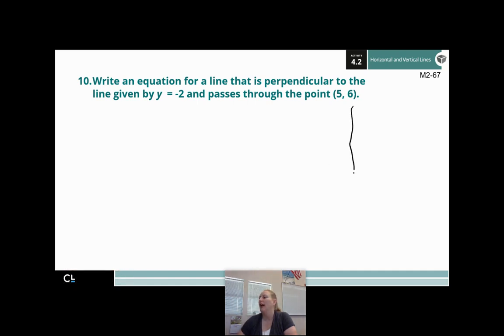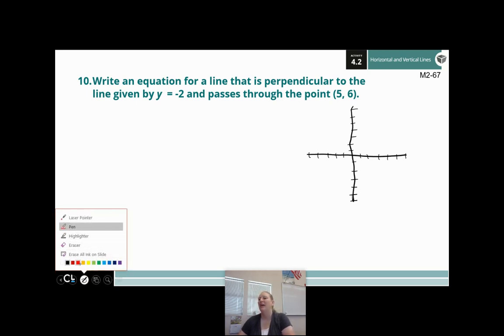So I draw my little graph, make it a little bigger because I got some bigger numbers going on. 1, 2, 3, 4, 5, 6, 7. I probably could have fit more in there, but hey, we're going to work with what we got. That's fine. I was given a few things.